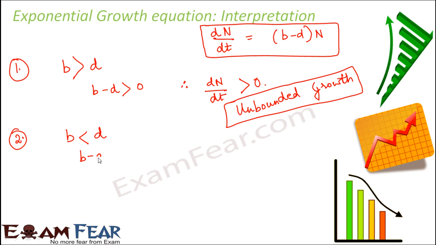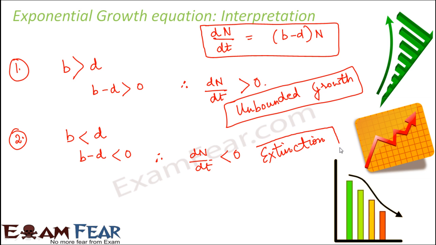Now, in the same equation, if we consider that b is less than d, that is, the number of deaths is more than the number of births, in that case, b minus d would be less than 0. Therefore, dN/dt would also be less than 0. Correct? So that means the population is not increasing with time, rather the population is decreasing with time, and this can lead to a situation of extinction. So you would have seen a lot of animals become extinct over a period of time. For example, these days the number of tigers which are left behind are very few. Why? Their population is decreasing with time because the number of deaths that is happening is more when compared to the number of births.